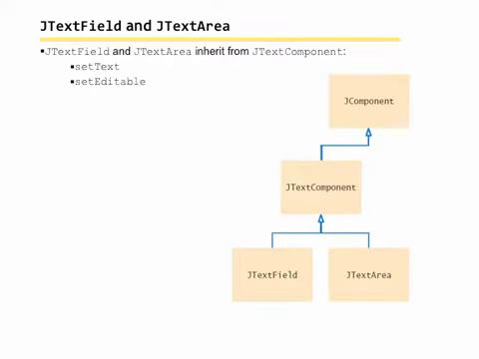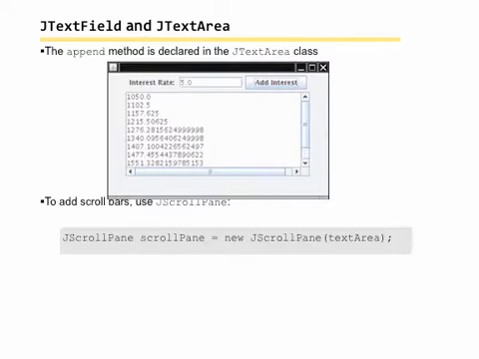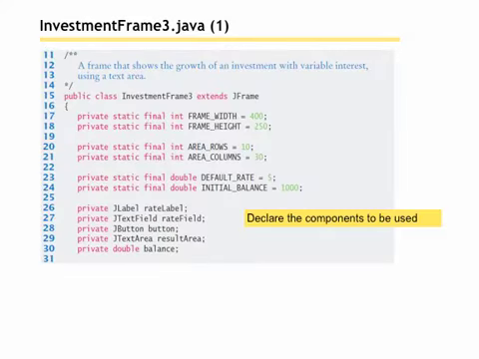JTextField and JTextArea are part of the JTextComponent. Without a knowledge of inheritance, we can just kind of gloss right over this. The append method will add those values to the end of the JTextArea, and if we want to add scroll bars, we can use JScrollPane. JScrollPane scrollPane equals new JScrollPane(textArea). So we are providing the text area to the constructor for the JScrollPane. And again, here's an example for InvestmentFrame3, which uses a JTextField as well.